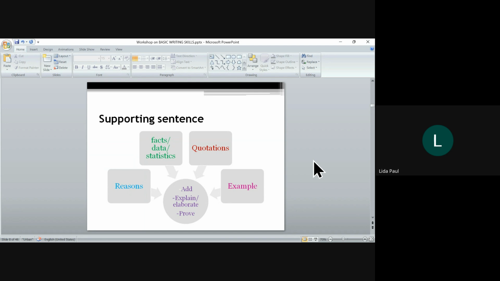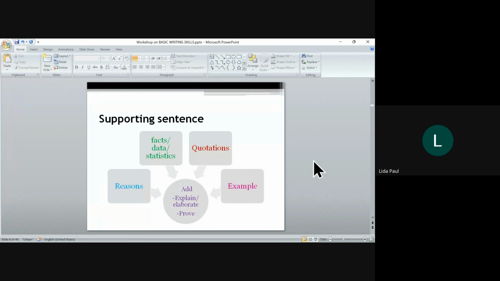So let's look at the supporting sentence. This is the second component. As far as development of paragraphs is concerned, the first important part is your topic sentence. The second thing that needs to be discussed is supporting sentences, right? Now these form what you call the body of the paragraph, right? This is the main part because this is where you're going to argue for the claims that you have made in the topic sentence, right? This part is responsible for holding the paragraph together, right?